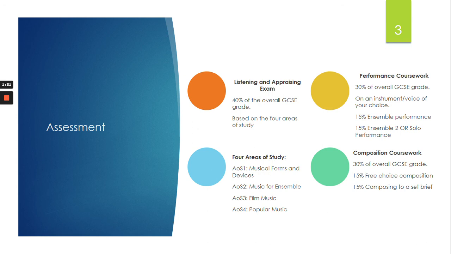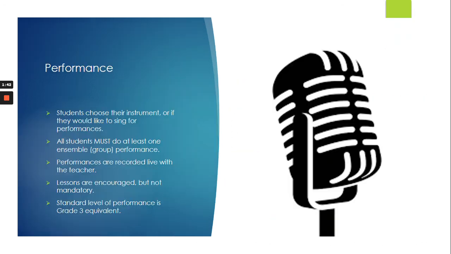We have 4 main areas of study that we cover. Area of Study 1 is musical forms and devices, Area of Study 2, music for ensemble, Area of Study 3, film music, and Area of Study 4, popular music.